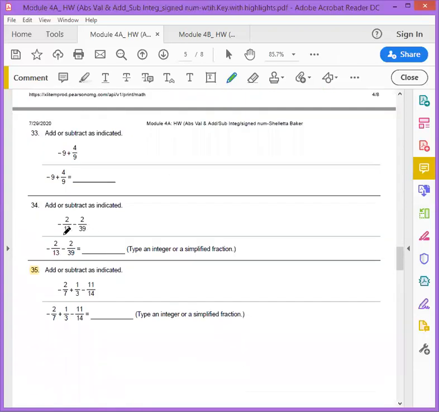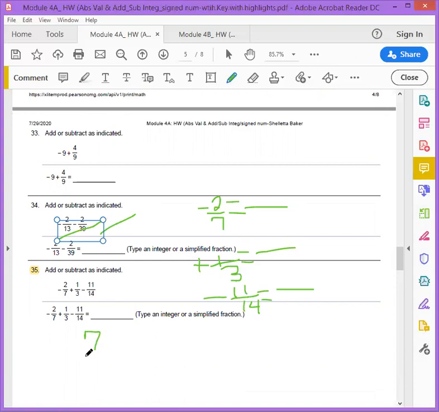All right, let's look at number 35. For 35, we have 3 fractions. We have negative 2/7 plus 1/3 minus 11/14. Now we have these 3 fractions and neither of them have the same denominator. So we have to find the least common denominator, the LCM, least common multiple between all 3 of these denominators. So we need to find the LCM between 7, 3, and 14.